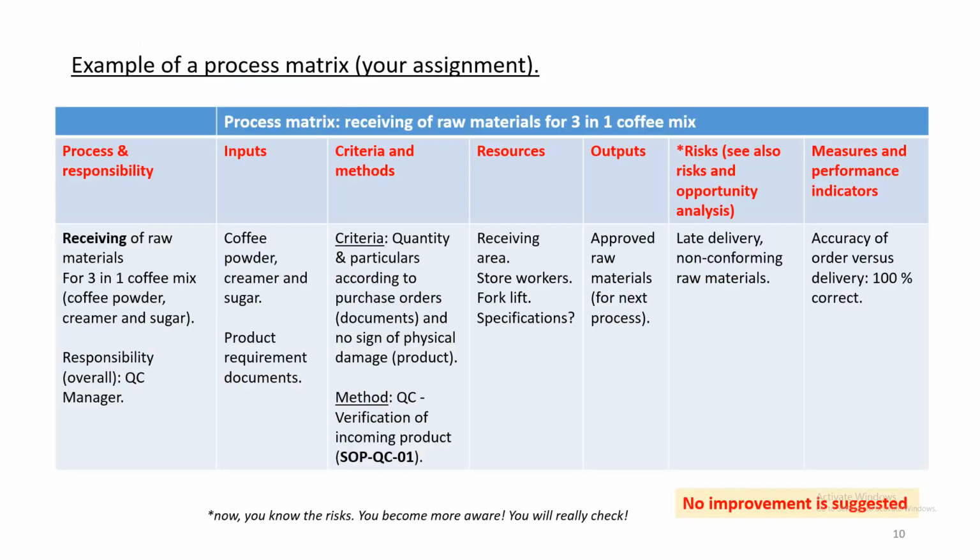What I'd like you to do in your assignment is to construct process metrics for the whole processes involved in the product of your choice. Yeah, this is one example, which is receiving of raw materials for 3-in-1 coffee mix. So you have coffee powder come from one supplier, creamer come from another supplier, sugar come from another supplier. So 3 raw materials. It is the responsibility of the quality control manager, maybe overall. Of course, this manager will ask his technician to do the receiving.